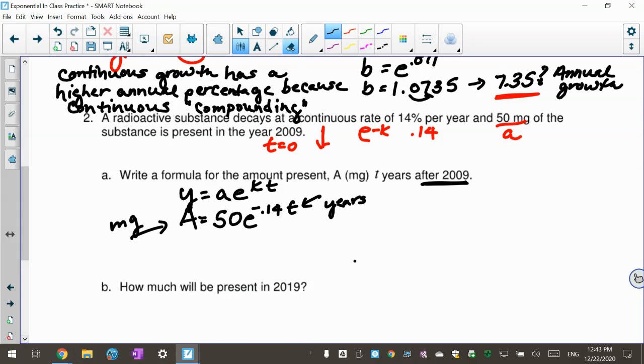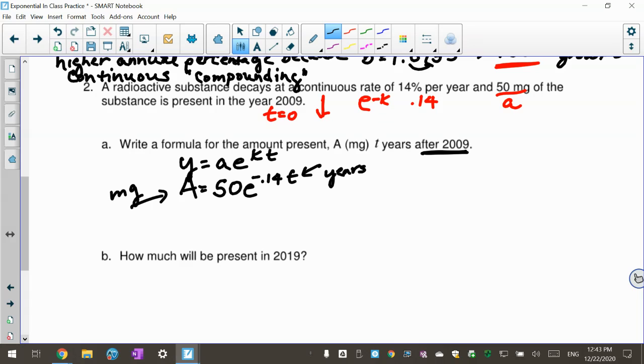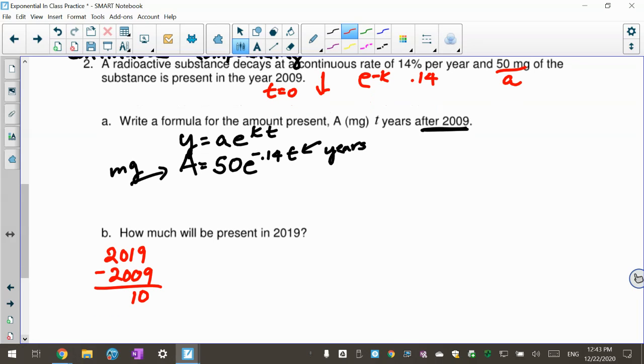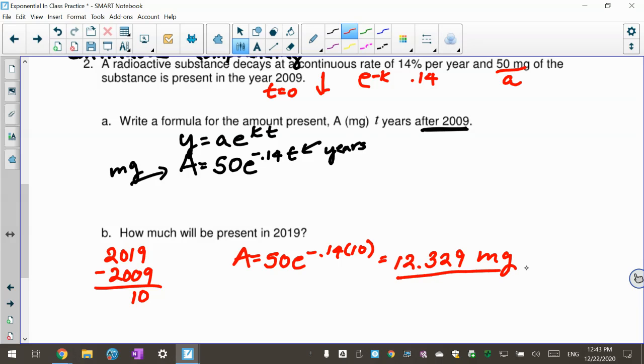So what do they ask for us next? How much will be present in 2019? Make sure that you show me the subtracting. Take the 2019, subtract the 2009, because that's when time is 0. That's 10 years. That's what you put in your formula. So my amount after 10 years is going to be 50 e to the negative 0.14 times 10. So that's going to be 12.329 milligrams. And I knew it was going to be less because it's decreasing.